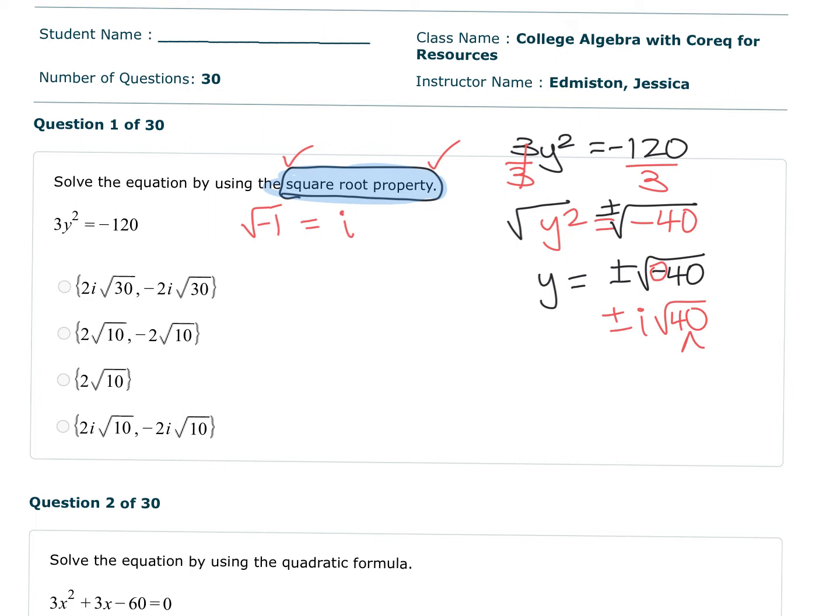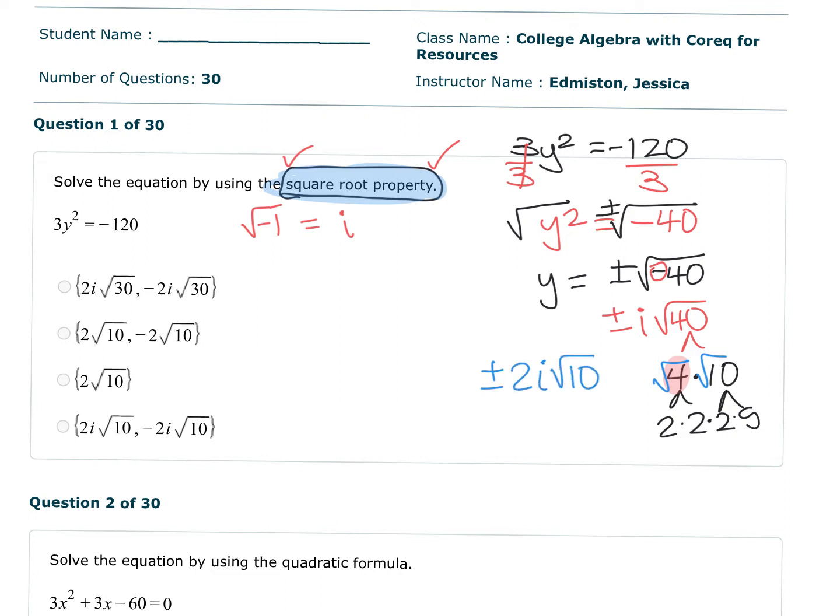When I think about what times what equals 40, what comes to mind is 4 times 10. And 4 is a perfect square, right? 4 is 2 times 2. And then 10 would simplify to 2 times 5. But my perfect square is actually 4. And that means I can go ahead and take the square root of 4, which is 2, right? And then I would just have plus or minus 2i square root of 10.